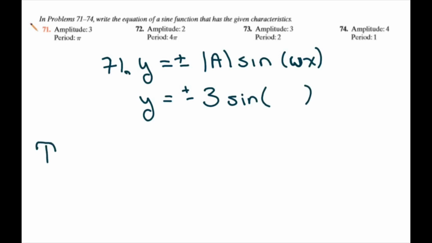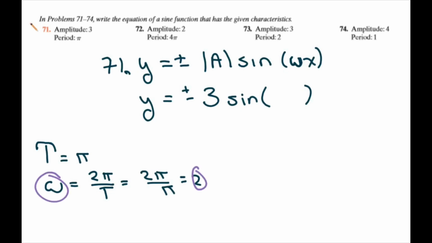which we're going to call T, equals pi. And so what we're going to do is let omega equal 2 pi over T to get our omega. So that's going to be 2 pi over pi, which equals 2. So that's my omega is 2, so I just plug it in there.